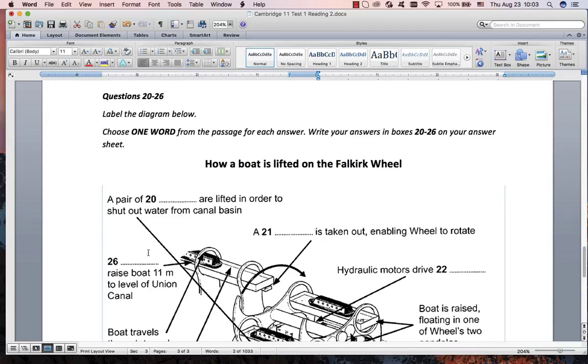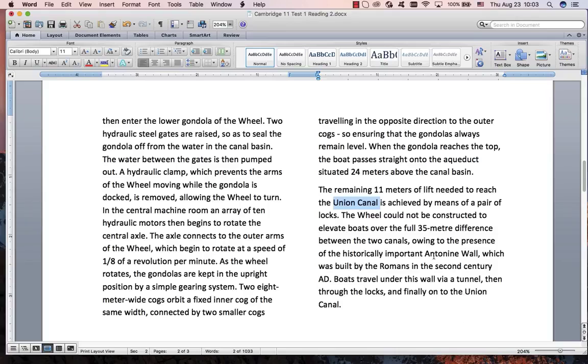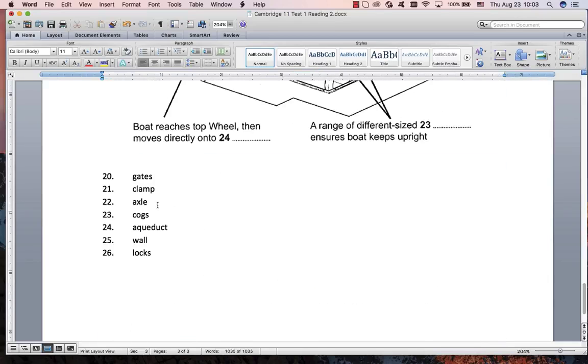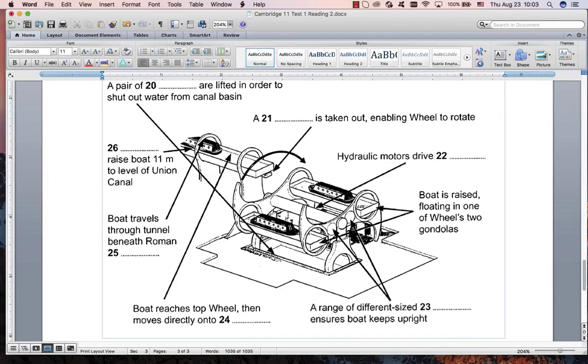That means we're looking for a plural countable noun again. What are raised? Can you see the plural countable noun in that sentence? Meters and locks. So what do they raise using? How do they raise it? They raise using the locks. Okay, really. So that one you could get. 1, 2, 3, 4, 5, 6, 7. 7 questions there. I think you can get all of those.